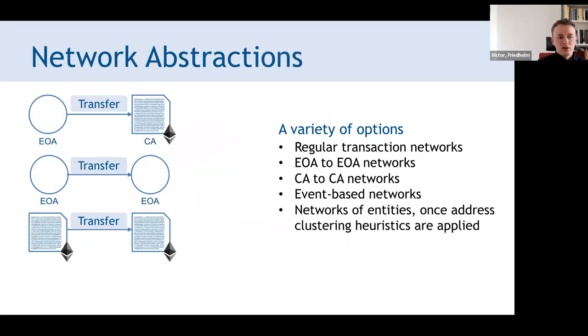Now, there are a variety of network abstractions that we can build, similar to what we've seen in the previous session on UTXO ledgers. You could have regular transaction networks, EOA to EOA networks, or just smart contract networks. Finally, you could have event-based networks that cover a higher level of interaction that is happening. And similar to the UTXO world, you could have networks of entities, once address clustering heuristics have been applied.